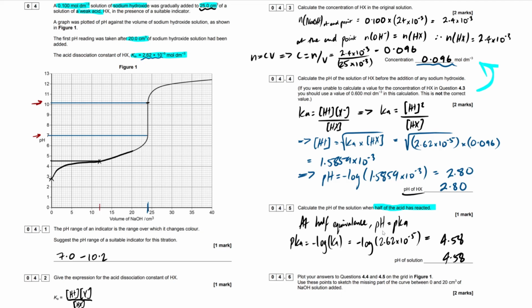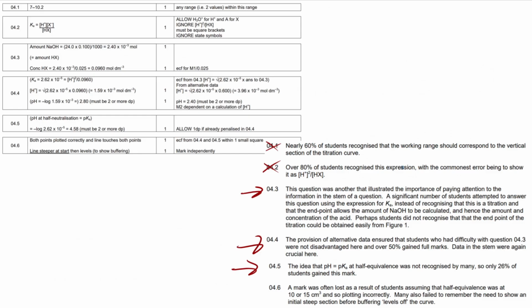It's really easy to remember essentially that at the half equivalence, so this volume right here, half that down, depending on what graph we're dealing with, and the pH will equal the pKa. Using our classic pKa expression here, we will be allowed to work out the pH ultimately, okay? Keep that in mind because it's popped up a few times in recent papers.